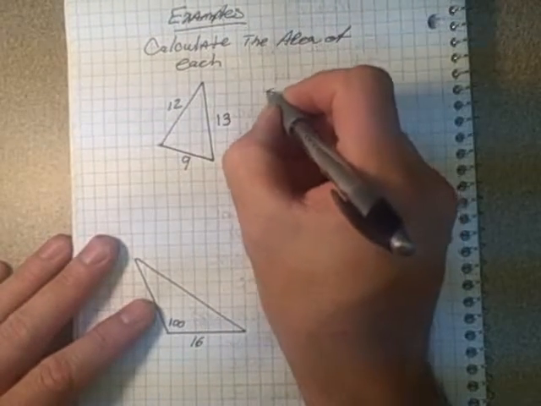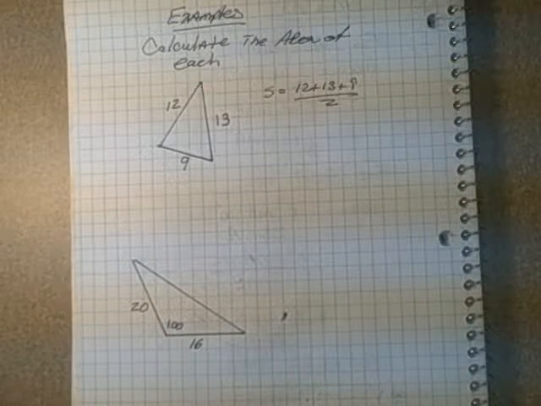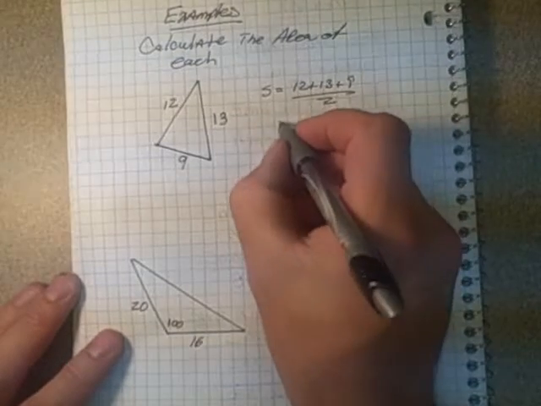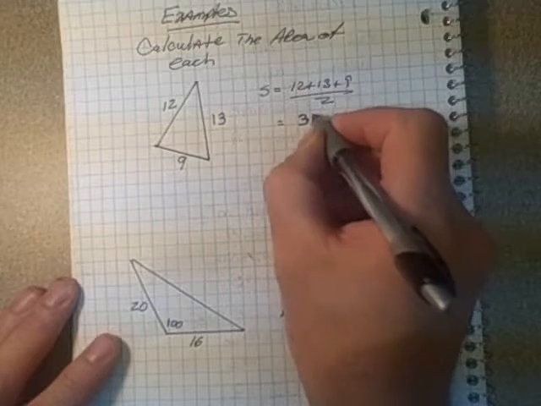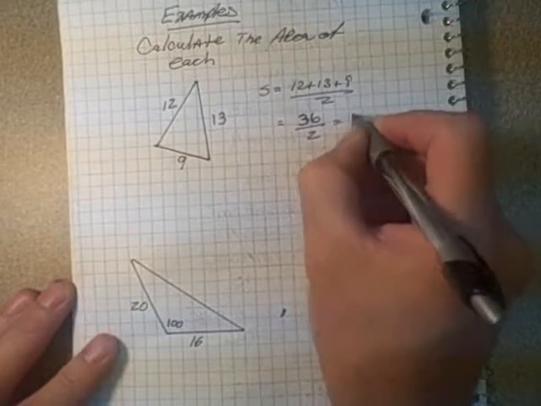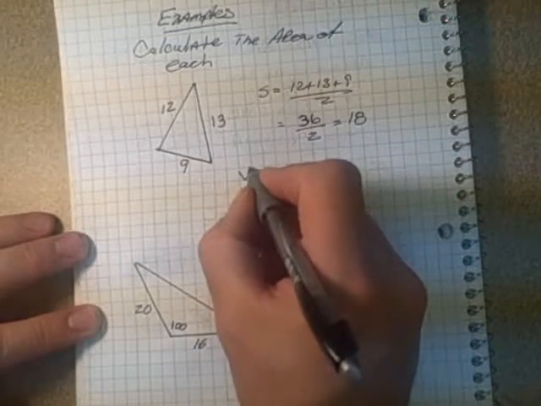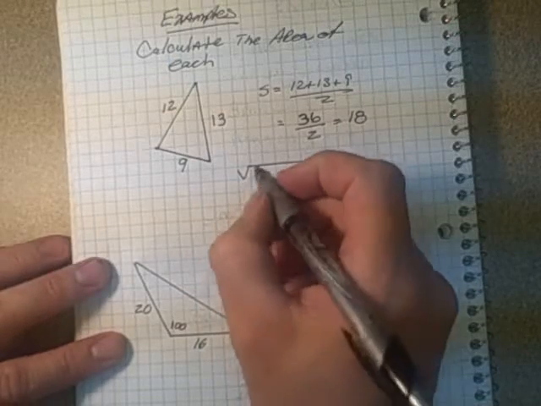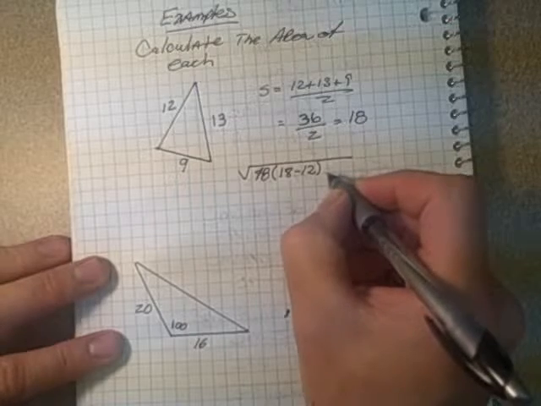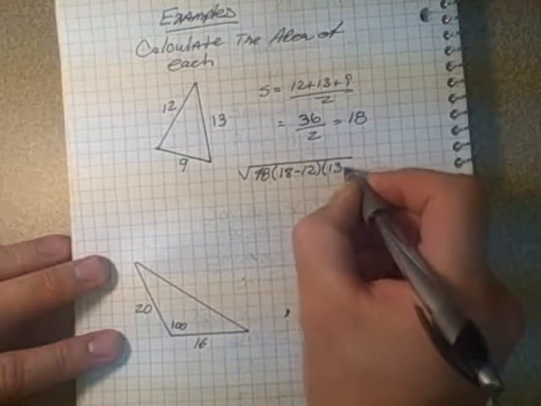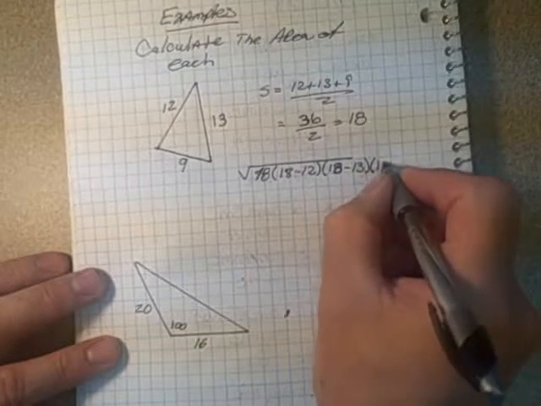So we have to find S first. S is equal to 12 plus 13 plus 9 over 2, according to Heron's formula. Heron's formula is given in the textbook on page 133 if you're interested. So if we do that, 25 and 9 is 36 over 2 equals 18. Okay, so that's S. Now we have to put it into the formula. So this is the root of S, which, well, let's not rewrite the formula, let's just write in the numbers. 18 times 18 minus 12, first side, times 18 minus 13, times 18 minus 9.